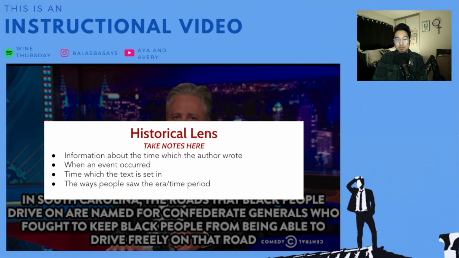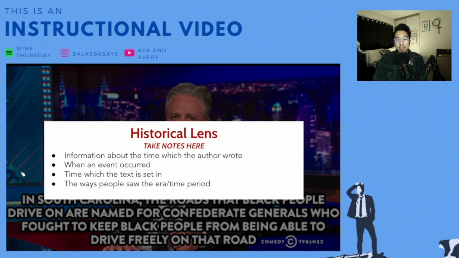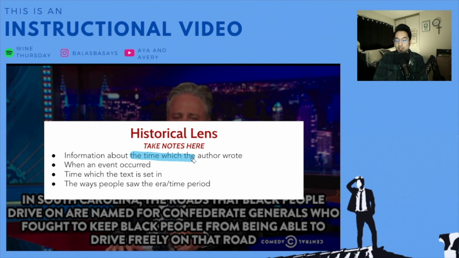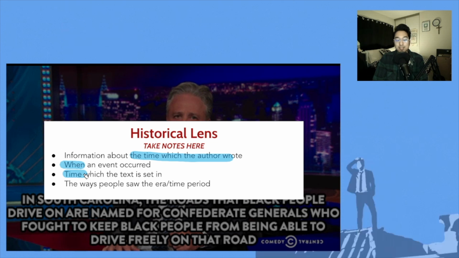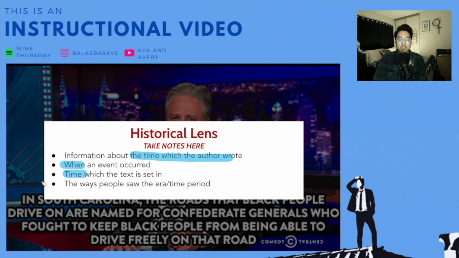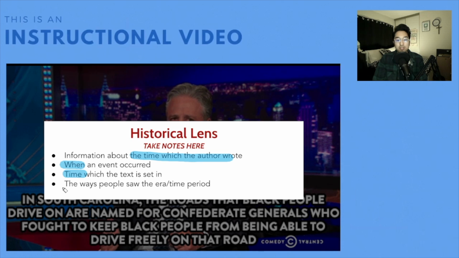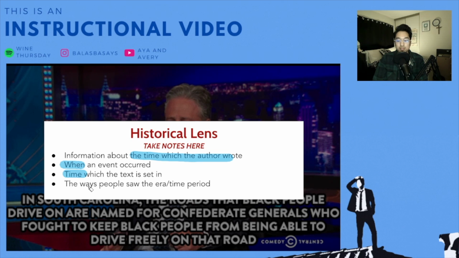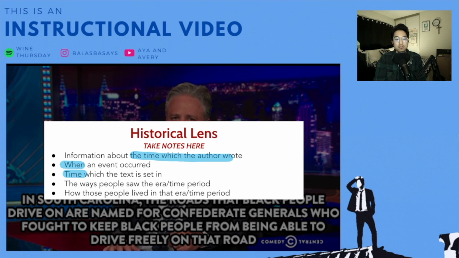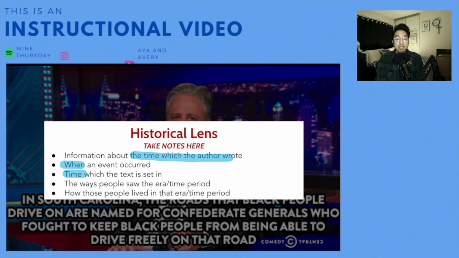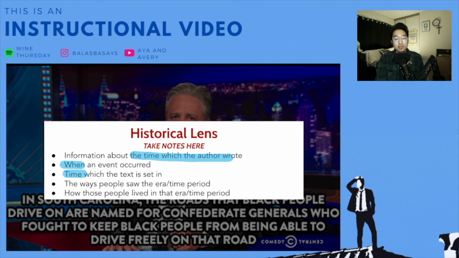Most key information you would look for when reading would be information about the time in which the author wrote, when an event occurred, maybe specifically about the time that the text is set in, and about the ways in which people of this period or era thought about the world that they were currently residing in. This is pretty encompassing of all the lenses we've looked at so far, taking any historical factors and looking at how it affects a character.